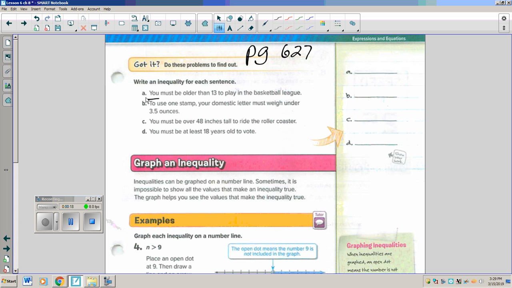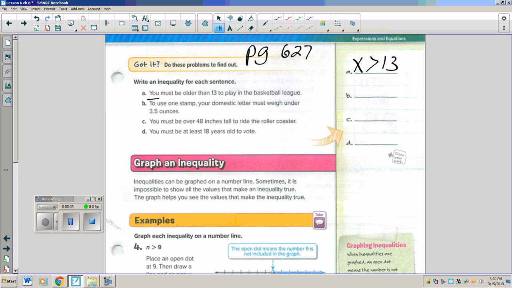A, you must be older than 13 to play in the basketball league. To be X, you have to be greater than 13. That's all it is. X is greater than 13.